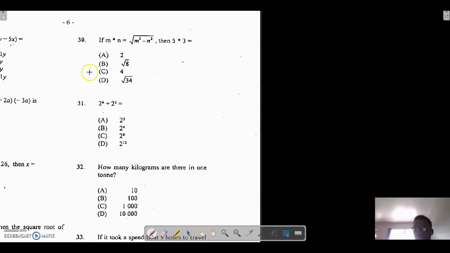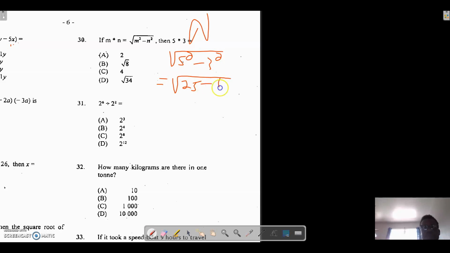Moving to question 30, which says if m asterisk n is equal to the square root of m squared minus n squared, then 5 asterisk 3 is. What that means is that you're going to be replacing m by 5 and n by 3. So you'll have the square root of 5 squared minus 3 squared. 5 times 5 is 25. 3 squared, which is 3 times 3, is 9. 25 minus 9 is 16. So you have a root of 16, which is equal to 4. So 30 would be C, as in cat.